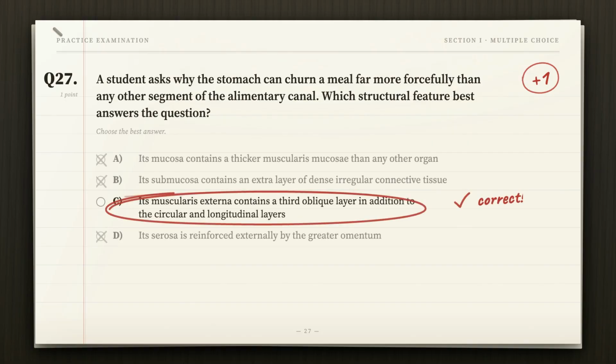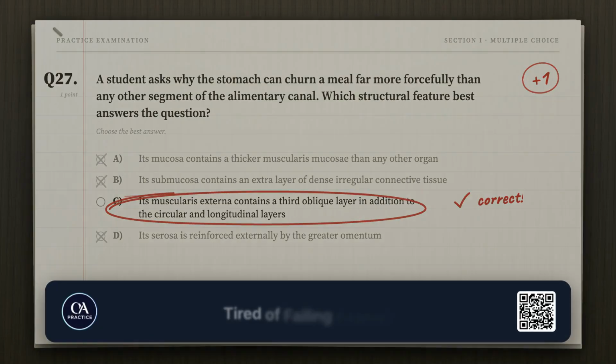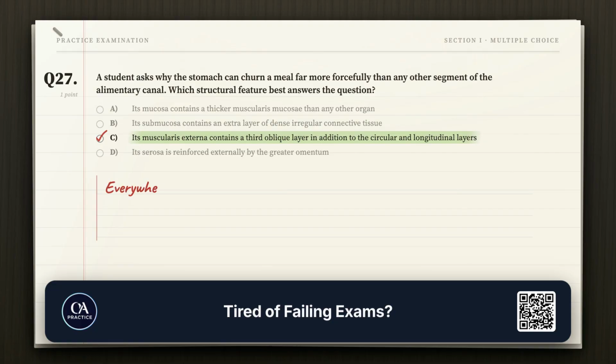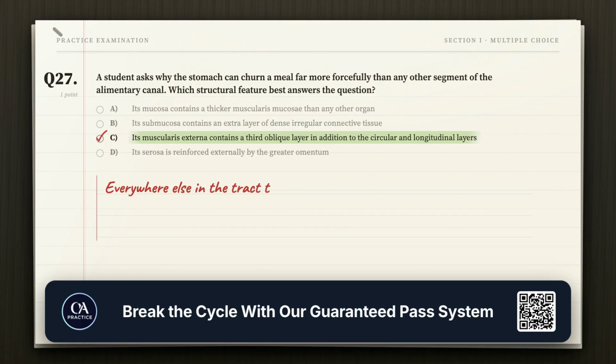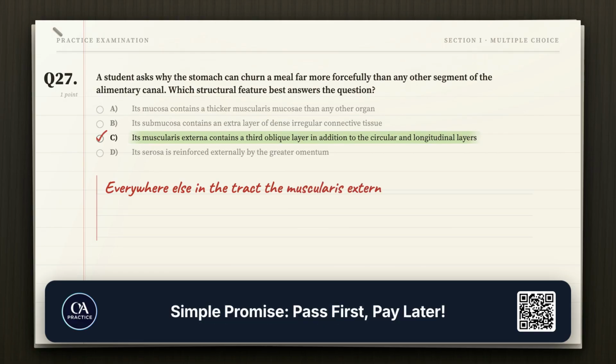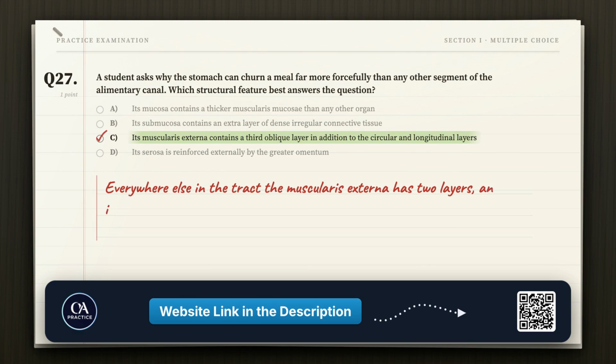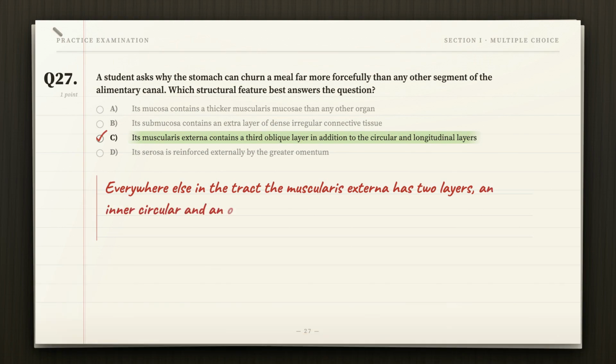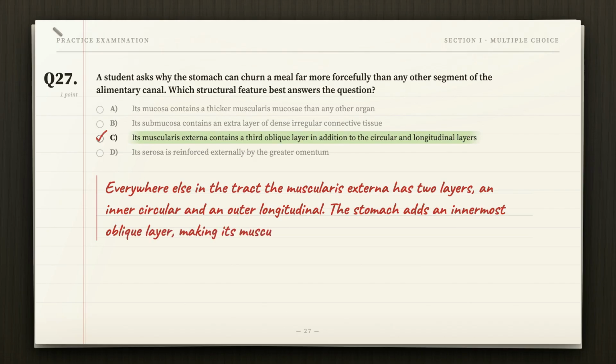The correct answer is C. Its muscularis externa contains a third oblique layer in addition to the circular and longitudinal layers. C is correct because everywhere else in the tract the muscularis externa has 2 layers, an inner circular and an outer longitudinal. The stomach adds an innermost oblique layer, making its muscularis the thickest in the entire canal and giving it the 3-dimensional pull needed to pummel a bolus into chyme.